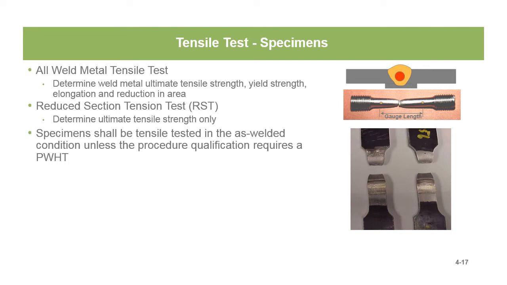Specimens shall be tensile tested in the as-welded condition unless the procedure qualification requires a post-weld heat treat. What this is telling us is that you can't make a test coupon, send it to heat treat, pull the samples, have the samples pass, and then go out in the field and use that procedure without post-weld heat treat. If you have a procedure and you use post-weld heat treat, all the welds have to be post-weld heat treated.